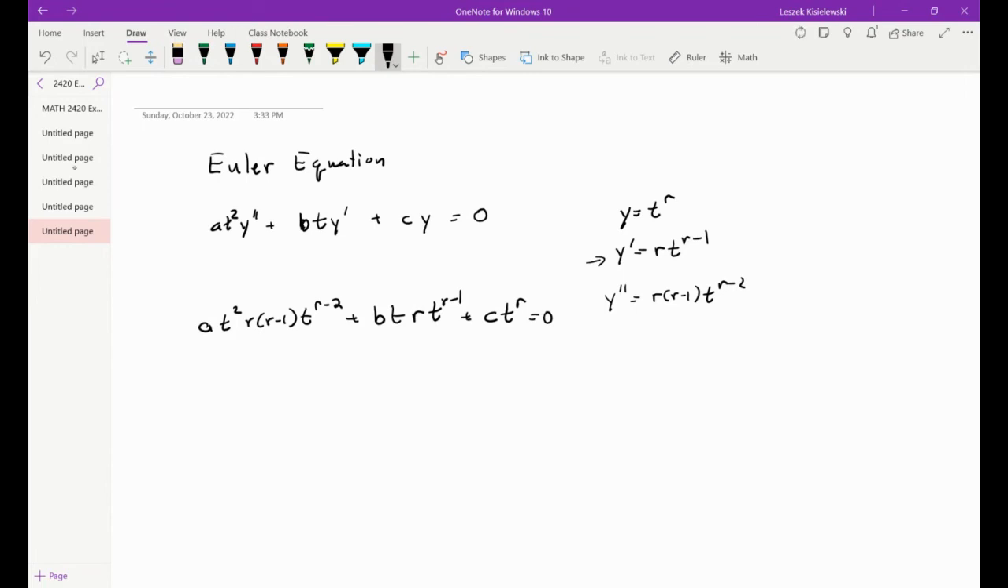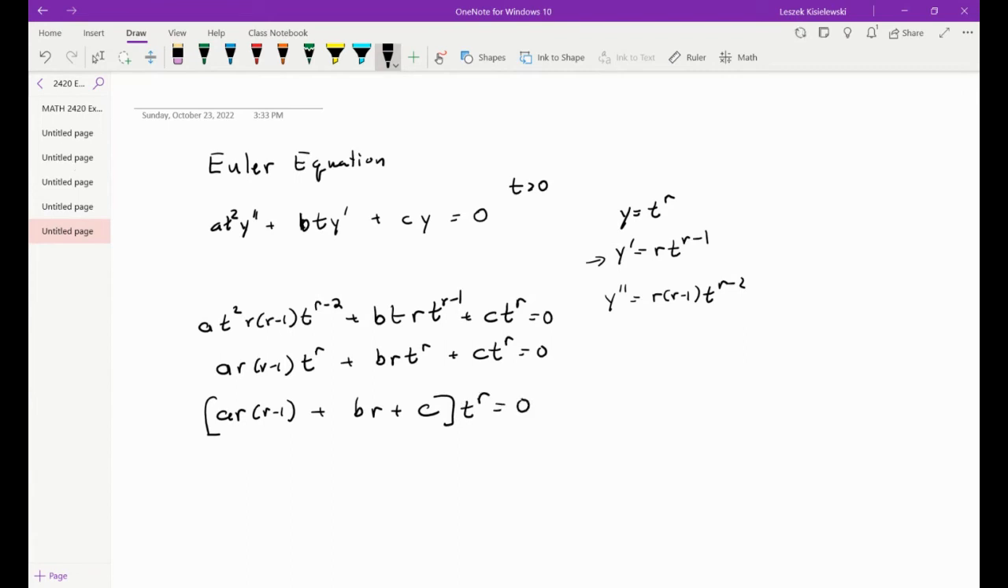Okay. And here we're going to assume that t is positive, even though you could do it for negative, as long as t is not 0, right? So you're going to get t to the power r when you do the algebra, and you can factor out a t to the r. Okay, and so if this is to be 0 for all values of t, it's this thing that has to be 0. And so that's the characteristic equation for an Euler equation. You set that equal to 0. So characteristic equation for Euler.